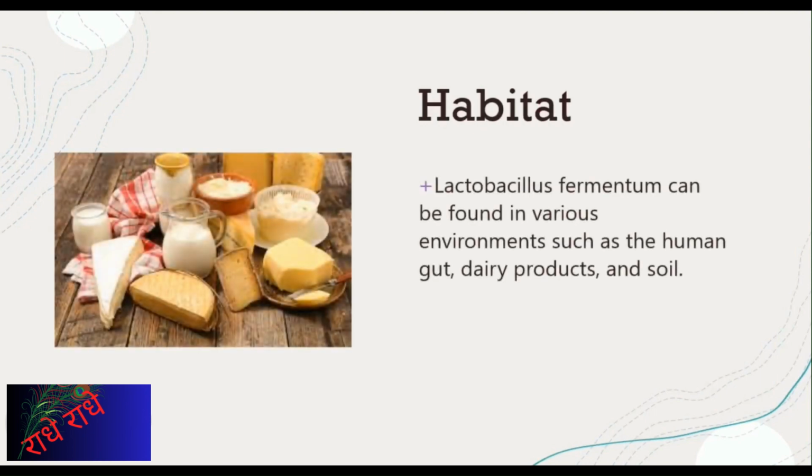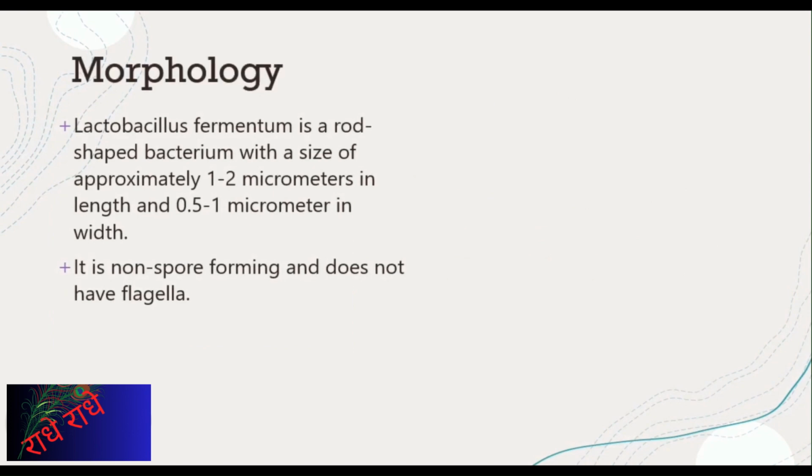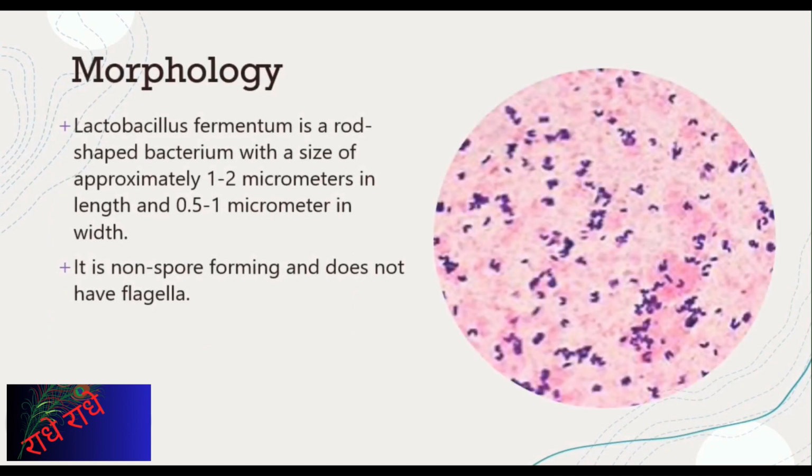Lactobacillus fermentum can be found in various environments such as the human gut, dairy products, and soil. Lactobacillus fermentum is a rod-shaped bacterium with a size of approximately 1 to 2 micrometers in length and 0.5 to 1 micrometer in width. It is non-spore-forming and does not have flagella.